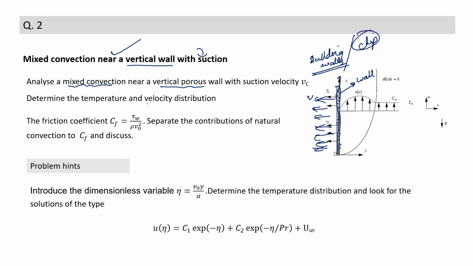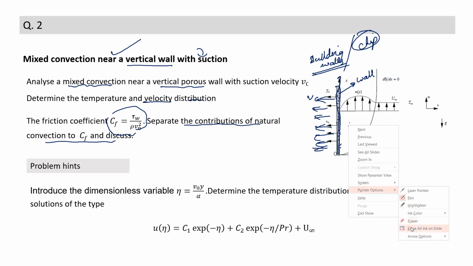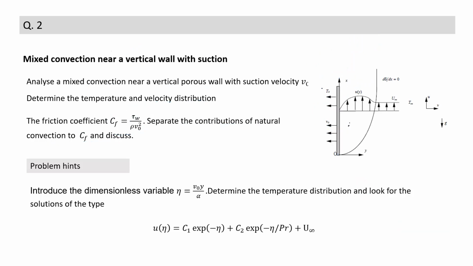The question is: determine the temperature and velocity distribution, and also the friction coefficient Cf. So we need to identify the contribution of natural convection and discuss. So the question, if you analyze, the wall is at temperature T0 and the ambient is at T infinity. So there is actually natural convection happening around the wall.